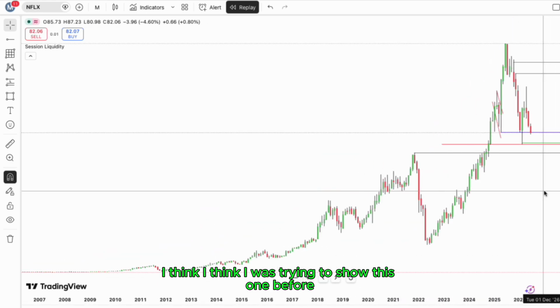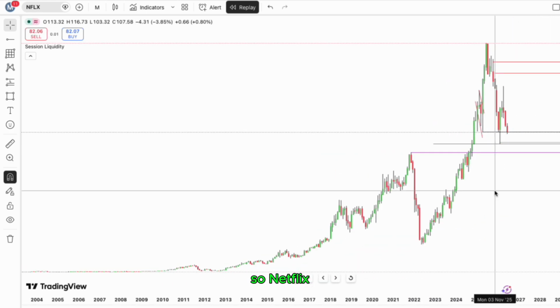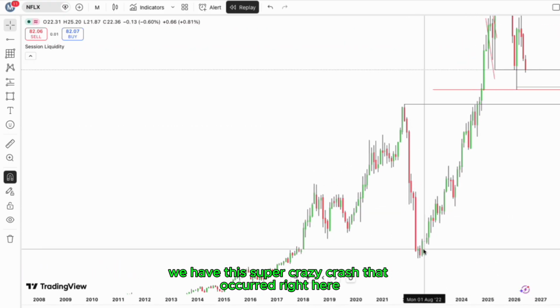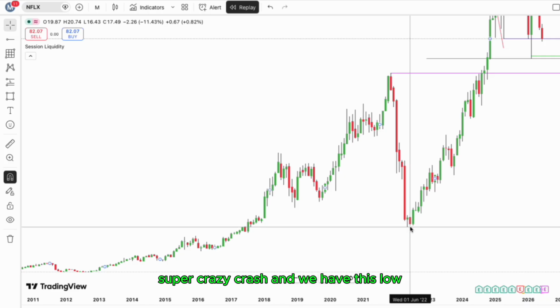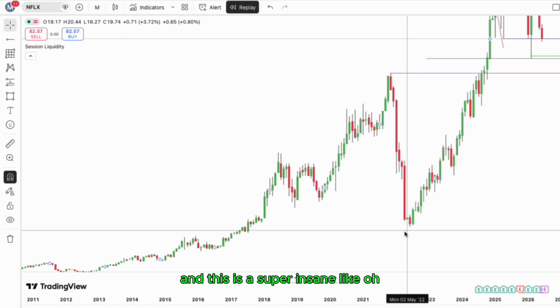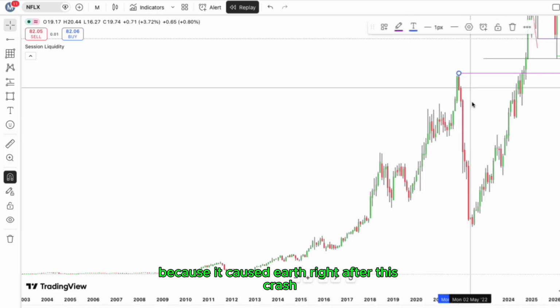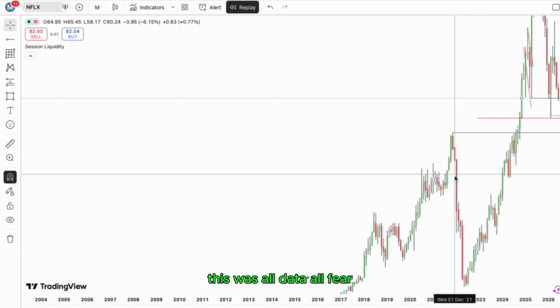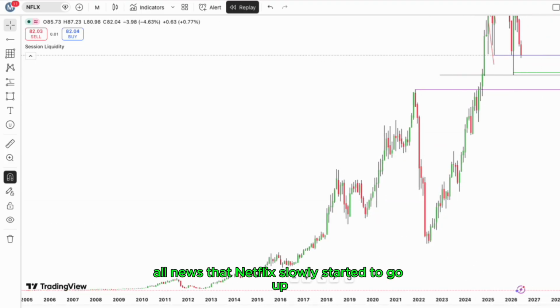Netflix. I think I was trying to show this one before. So Netflix, we have this super crazy crash that occurred right here, and we have this low. This was right after this crash. This is the low of this crash. This was all data, all fear, all news, and then Netflix slowly started to go up.